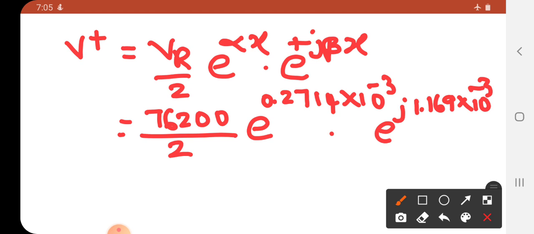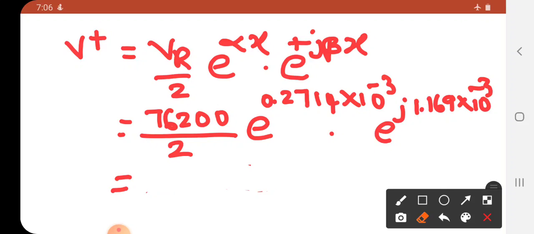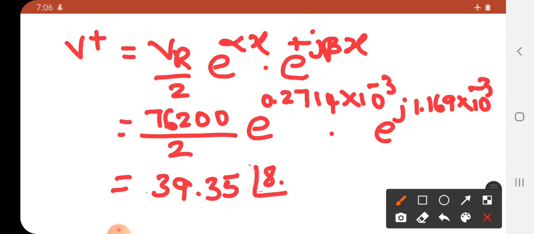And if you calculate this value, I told you how to calculate these complex values. You will get 39.35 at an angle of 8.02.